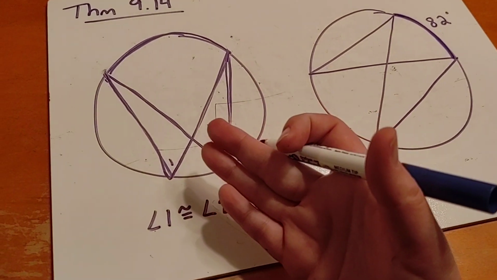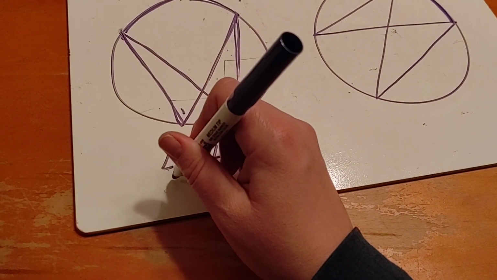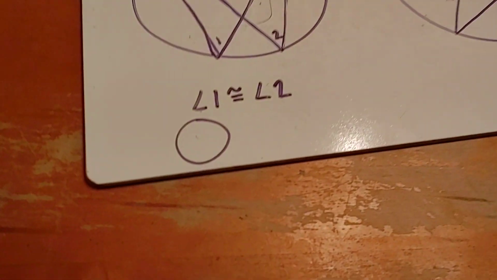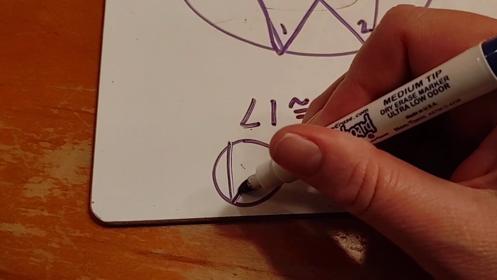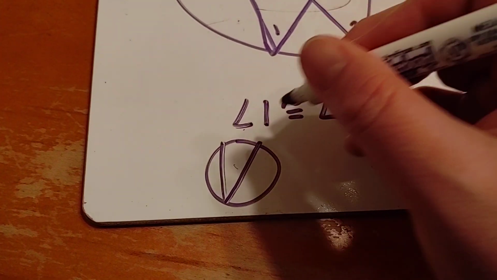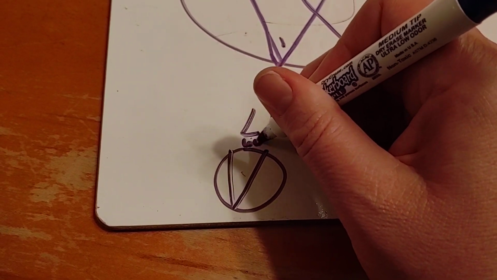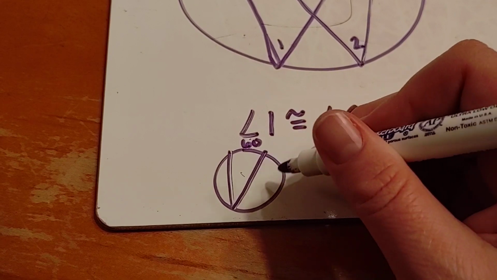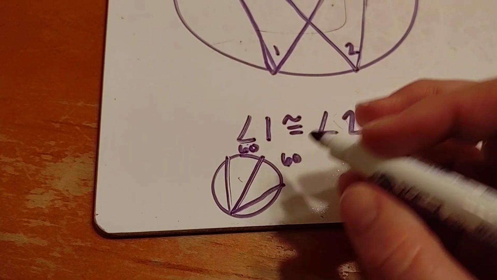Now, it doesn't have to be the same arc. That's just the way I drew it in this picture. Let me zoom in a little bit. Let's just say I had this angle over here, and it was intercepting maybe an arc of, we'll do 60 degrees. And then I had another angle coming over here.